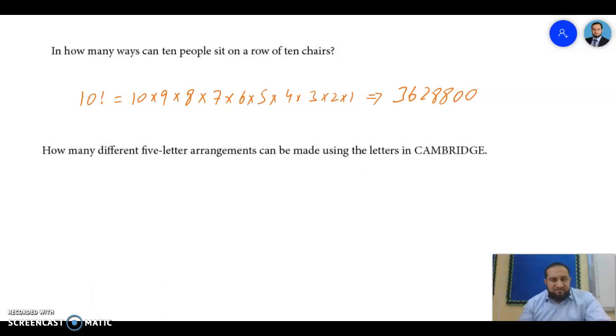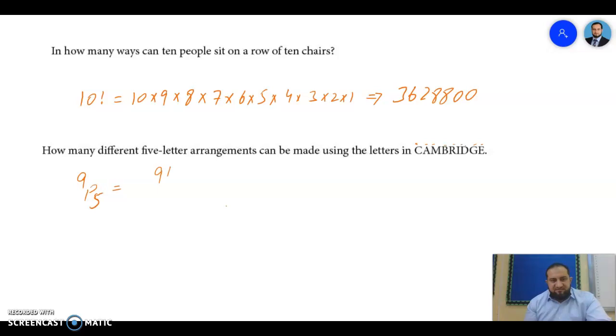Okay, let's have a look at another example. How many different 5-letter arrangements can be made using the letters in CAMBRIDGE? In the word Cambridge there are 1, 2, 3, 4, 5, 6, 7, 8, and 9 letters, and none of the letters are repeated. Since there are 9 letters and we are trying to make arrangements of 5 out of them, this will be 9P5.